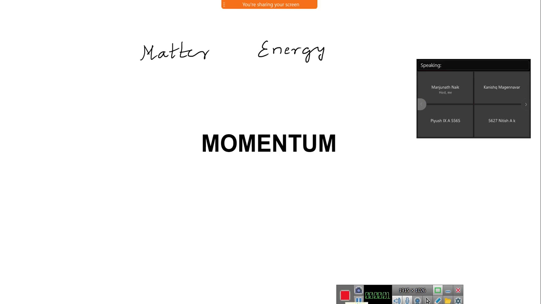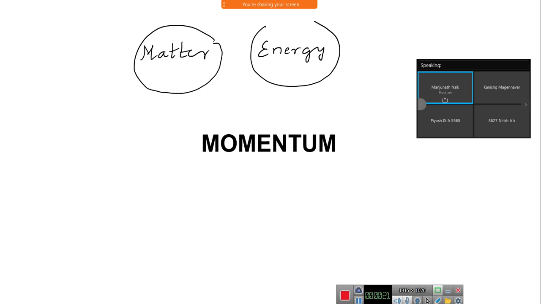All those which are around us can be divided into matter as well as energy. And what is matter? The one which has a mass and which can occupy space. And energy, you know, light is a form of energy, heat is a form of energy. They move through the space. Sound is a form of energy, right?